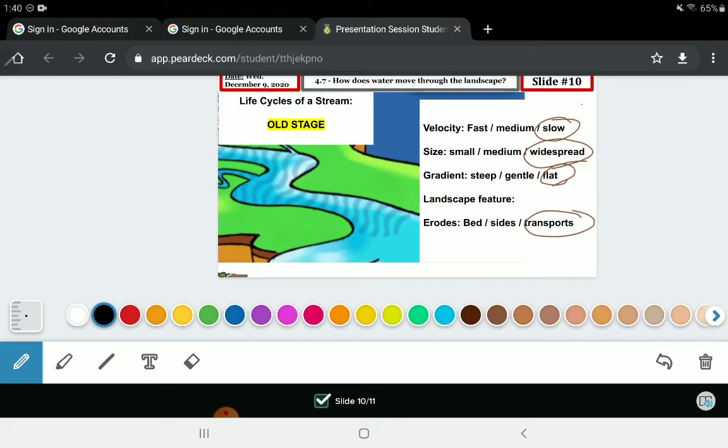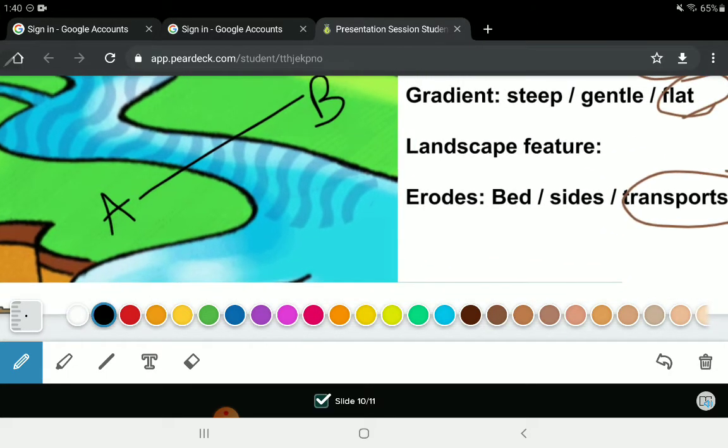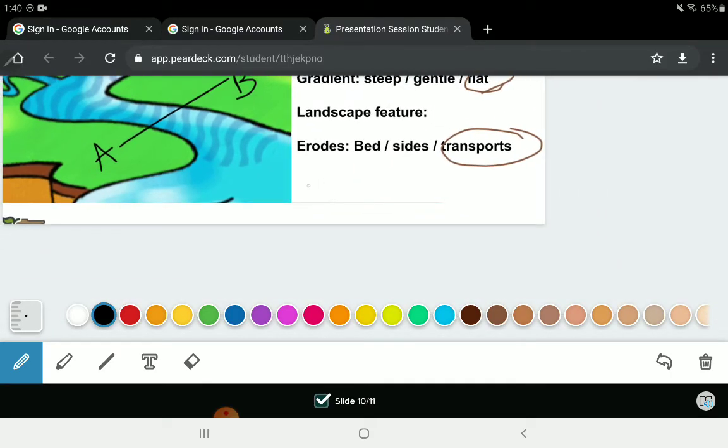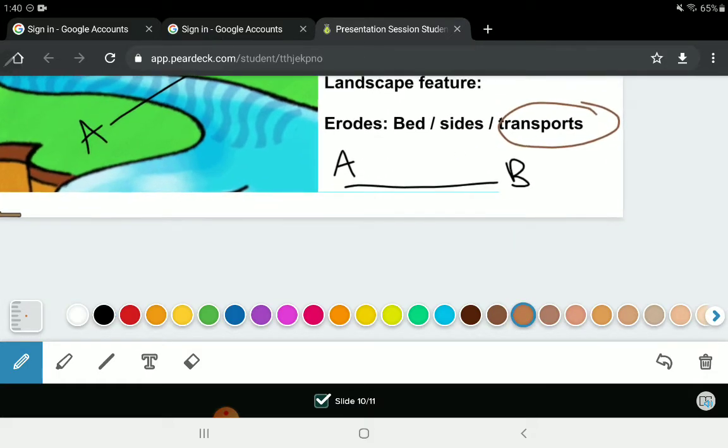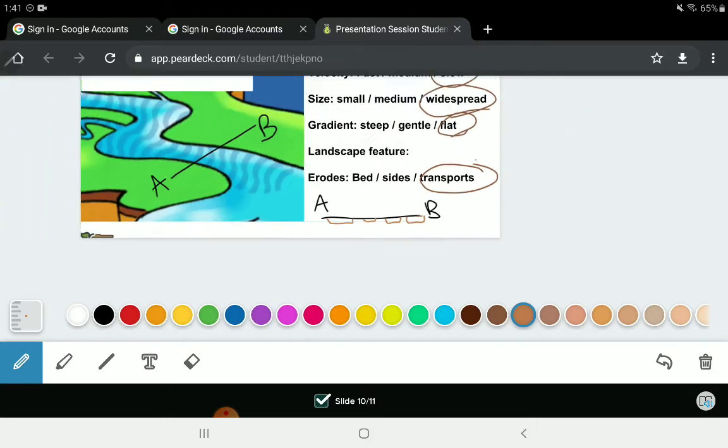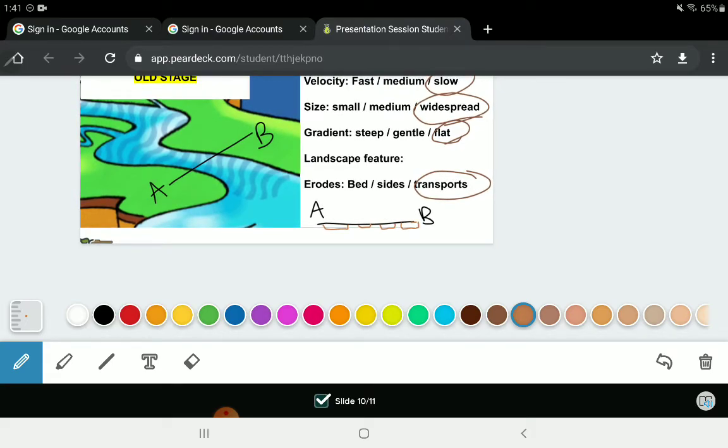This diagram on the picture is not good for it, but if we were to take a slice of the river at this point, A to B, this is what we would see. We would see very shallow streams. And there would be many of them.